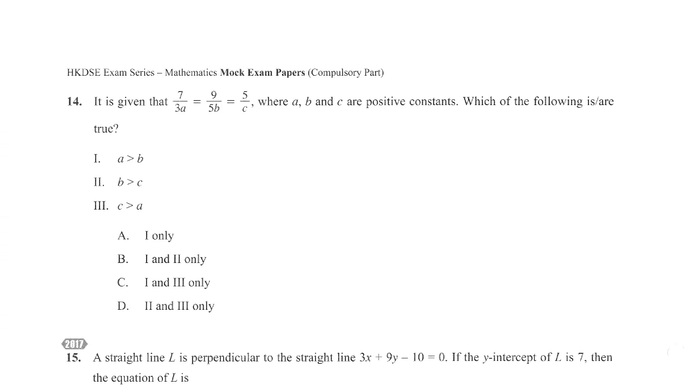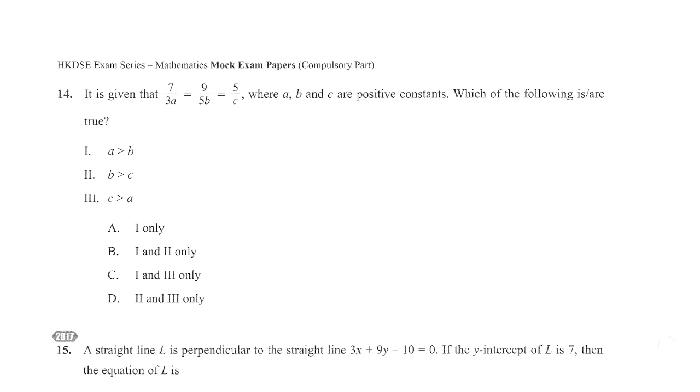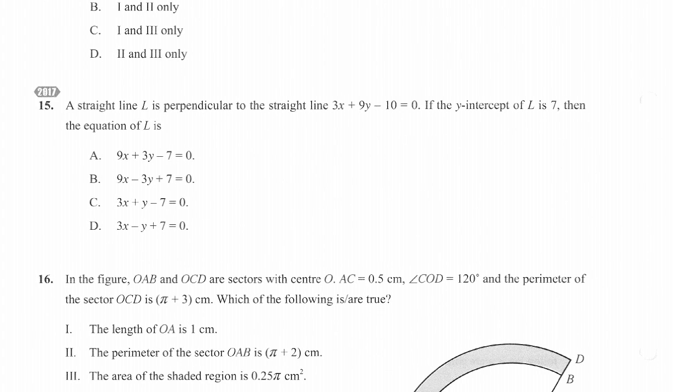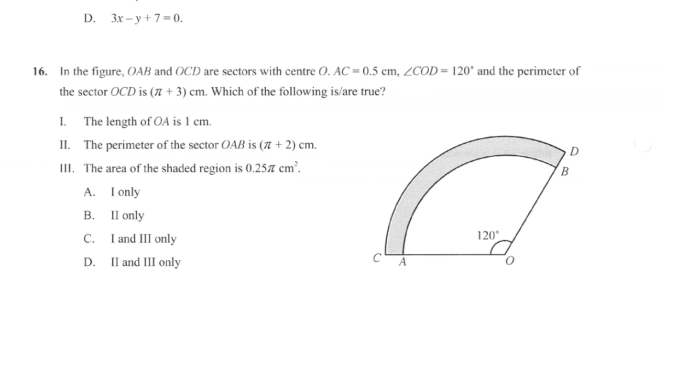So, 14 fine? The most simplified method, maybe you just let A be 1, and then you get B and C, and then you can compare A, B, C afterward. 15 should be fine, right? 16.